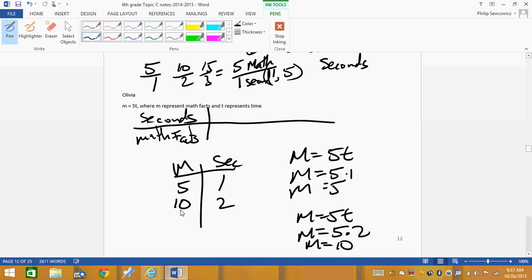So you can figure out the table, but here's the thing that we've been talking about. You always want to grab the one that has the 1, because that's the rate there. So it is 5 math facts in the one particular second. So when we look at that, 5 math facts for the 1 second, who's the fastest?